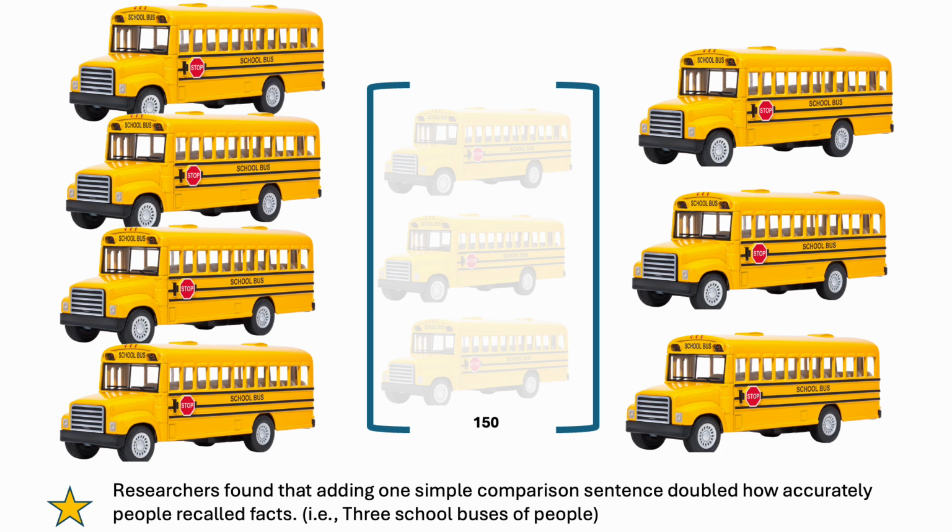You'll see at the bottom, quote, researchers found that adding one simple comparison sentence doubled how accurately people recalled the facts, such as 3 school buses of people, right? Simple comparison. Instead of people trying to remember 146 people, it's 3 school buses. And being exactly the same, 146 or 150, isn't that important. It's really important that they remember that number of people.